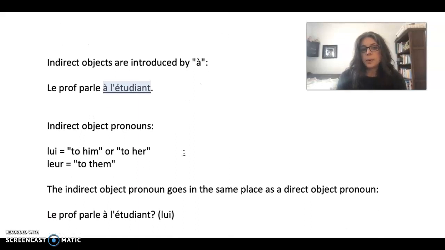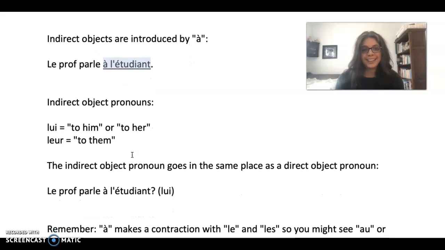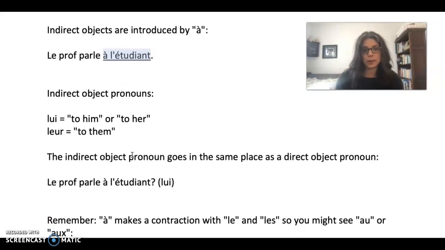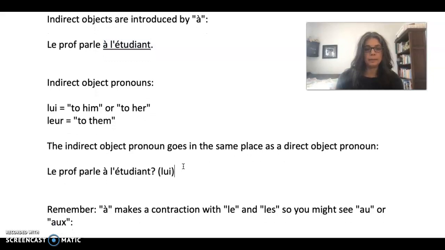Indirect objects can be replaced in a sentence with a pronoun, just like direct objects can, but some of the pronouns are different. So instead of le or la or l', you use lui, which means to him or to her. And instead of les, you use leur, which means to them. Fortunately, these indirect object pronouns go in the exact same place as direct object pronouns, and that's true in every tense. I will show you a couple of examples in a little bit.